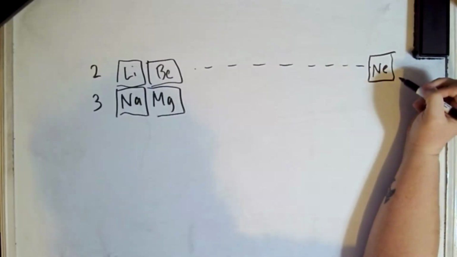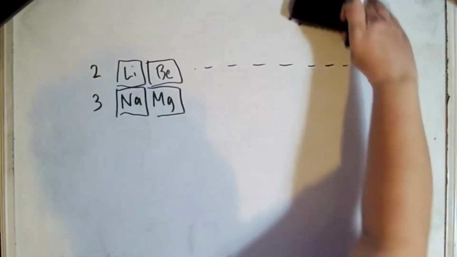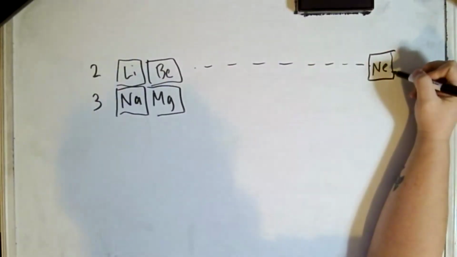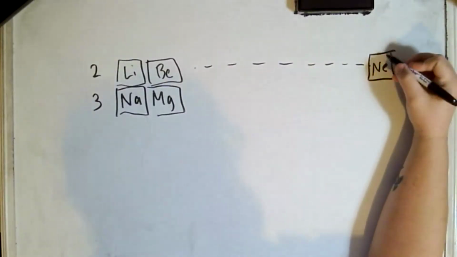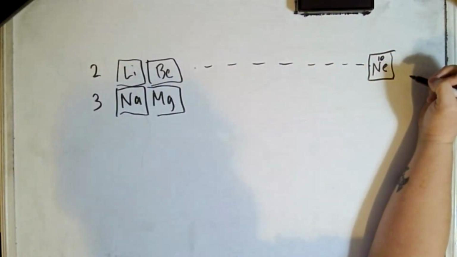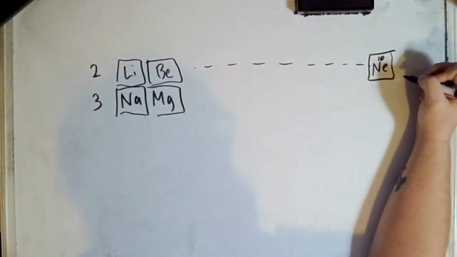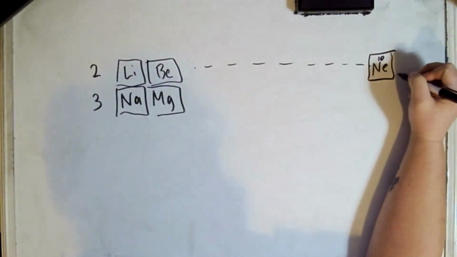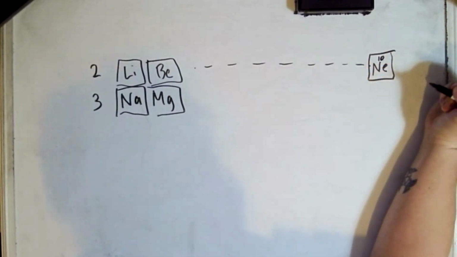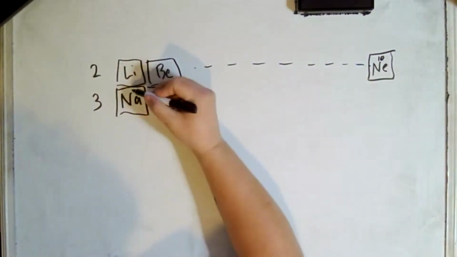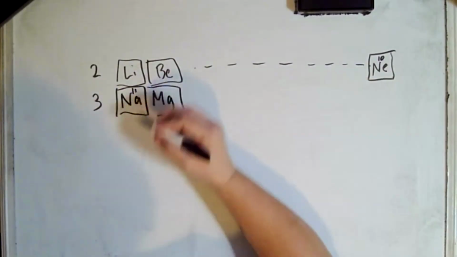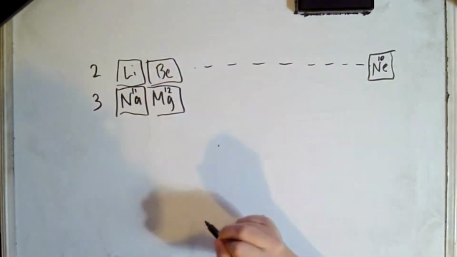Okay. Neon has its atomic number 10, right? So it's going to have 10 protons and 10 electrons. And if we look at its number of valence electrons, it's going to have 8 valence electrons. Sodium is atomic number 11. Magnesium is atomic number 12.